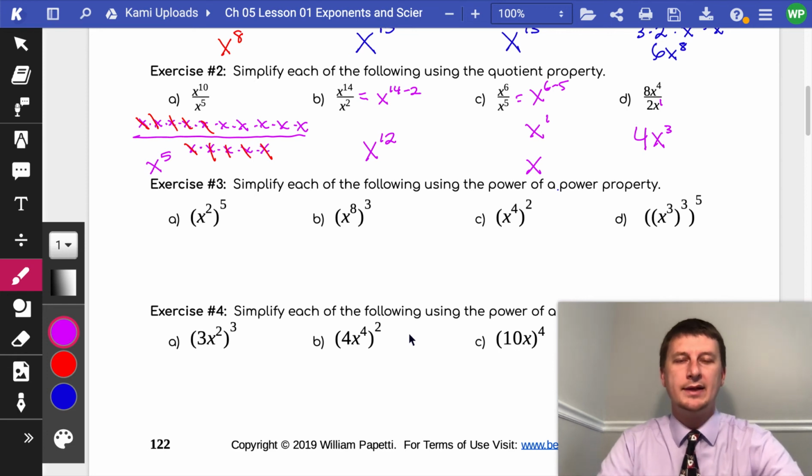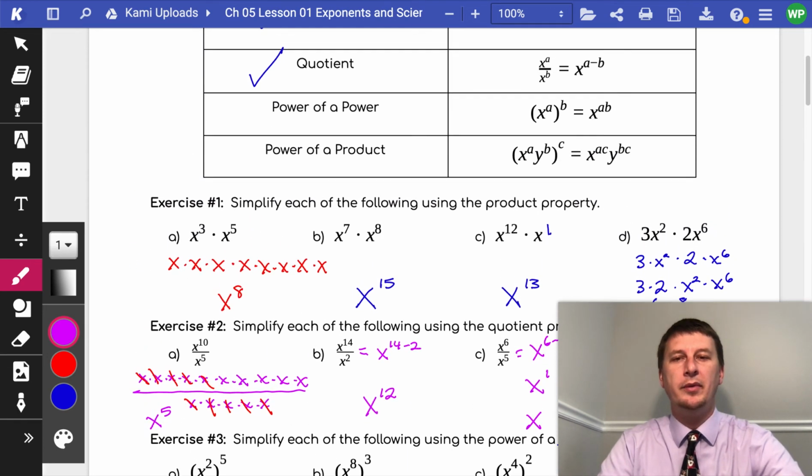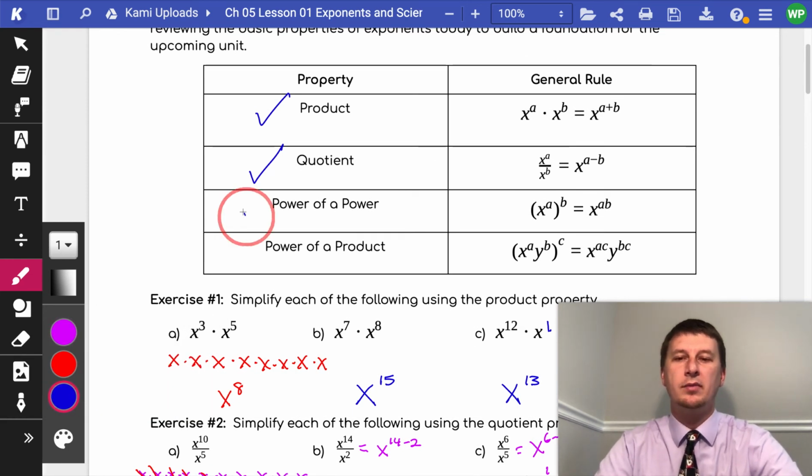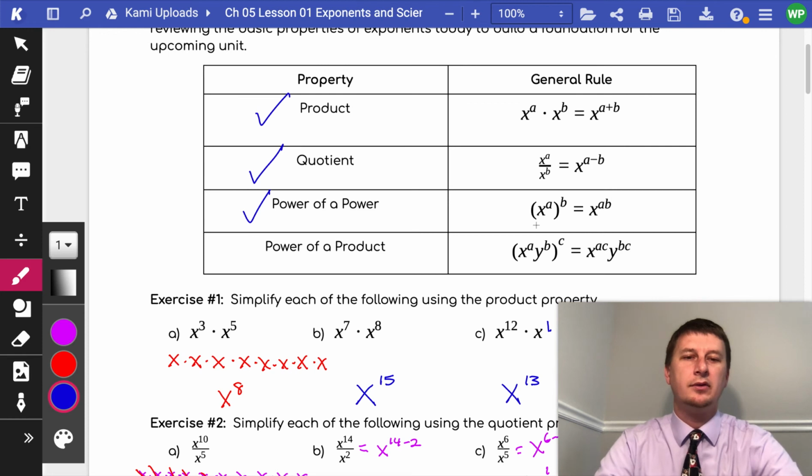So again, we had a table up at the top of this sheet when we began, and our next property is going to be the power of a power property. If we're taking a look at the general rule over here, we have a power raised to another exponent. And when you have a power of a power, an exponent raised to another exponent, you take those two exponents and you multiply them together. So if we see anything that looks like this, a power raised to another power, then we're going to have to multiply the exponents.